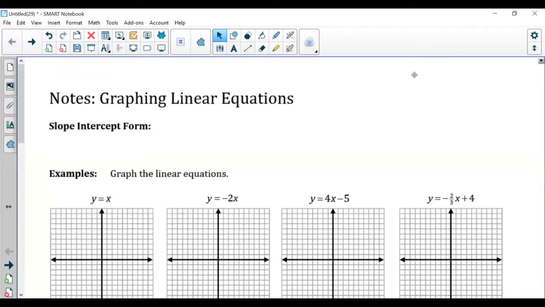All right, so today we're learning about graphing linear equations. The easiest way to graph a linear equation is when you start out with an equation that is in slope-intercept form. So let's remind ourselves, what exactly does slope-intercept form look like? Because it's been a while since middle school.